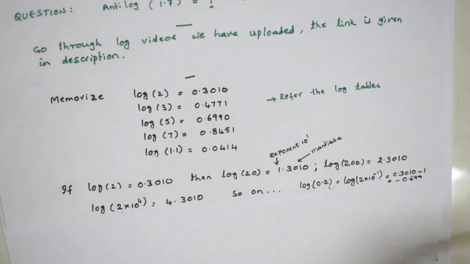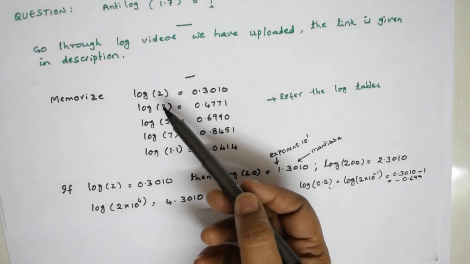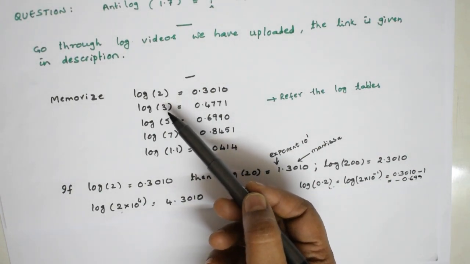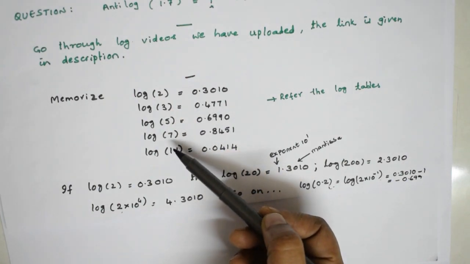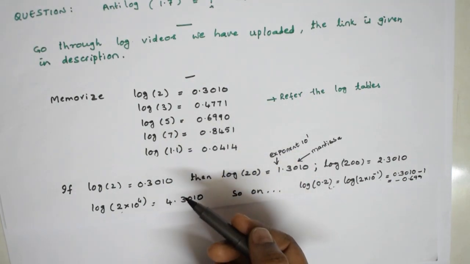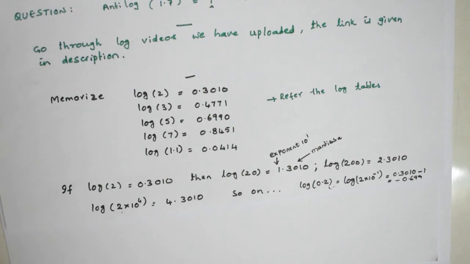Now we will go to the next thing. An important thing you should remember is which values are not there. 2 is there, 3 is there, but we don't know the value of 4, we don't know the value of 6, we don't know the value of 8, we don't know the value of 9. Now let us write how we can get the values of these without a log table.